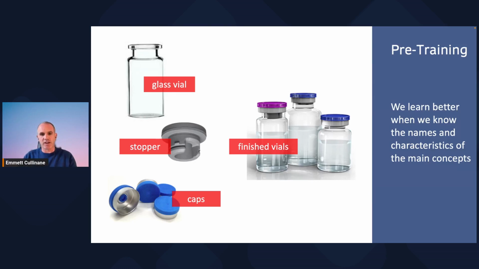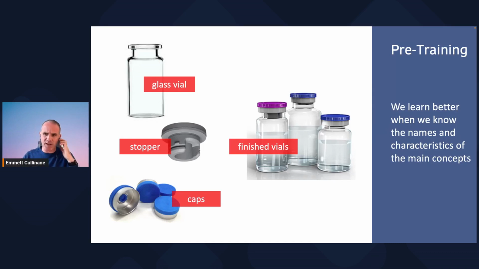Imagine you're learning in your first two or three days or your first week in a job, and you're doing a training course and everyone is talking these acronyms and you have no idea what they're talking about. You're not even there. You've opted out because you don't understand anything they're talking about. So pre-training states that we learn better if we know the names or the characteristics in advance.